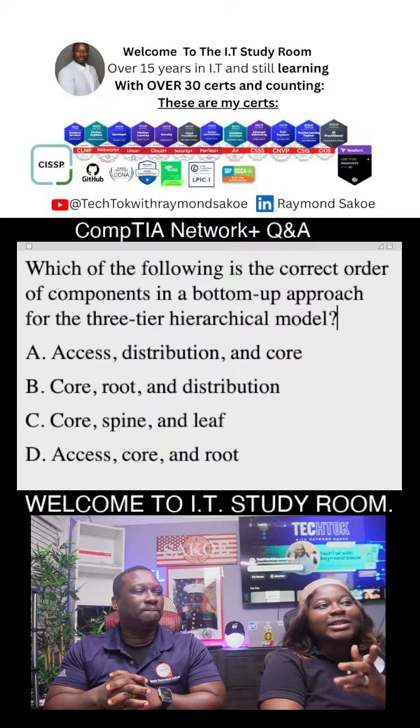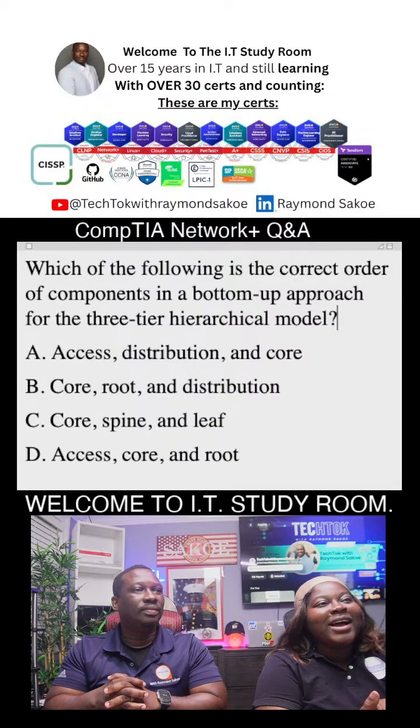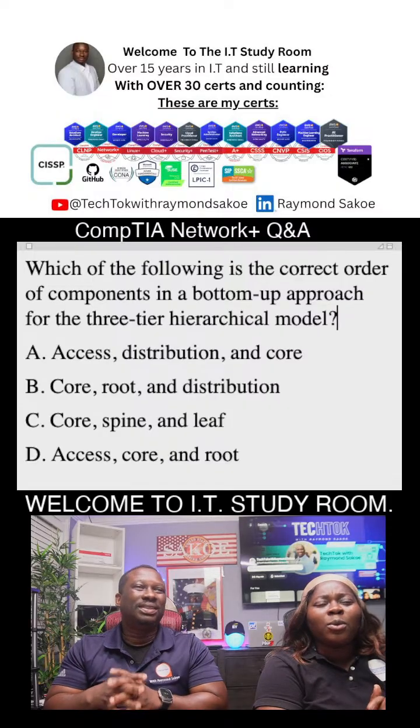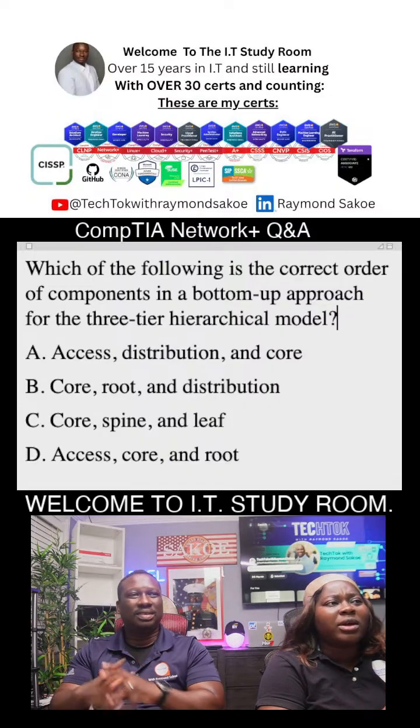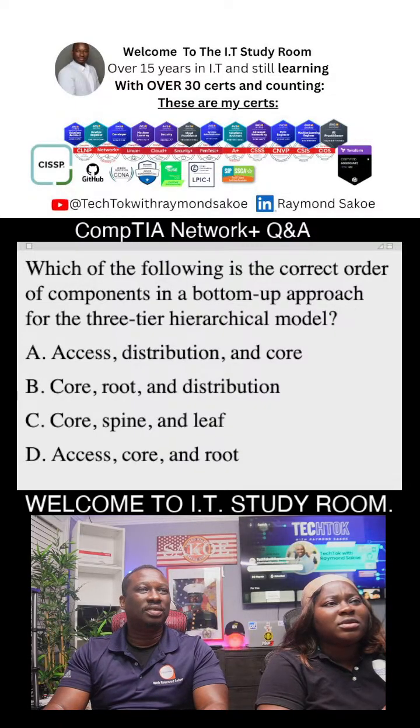Yabify is saying, what's the answer? Sorry, I didn't read the question. Which of the following is the correct order of components in the bottom-up approach for the 3-tiered hierarchy model? Yeah, what is that? A vague question, though. Oh, okay. Yeah, they should have 4. Yeah.